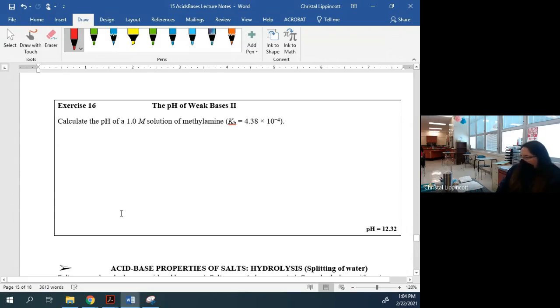All right. So here is another one. We're going to calculate the pH of methylamine. Here we've been given a Kb. See if you can plug and chug this information and come up with this for your value. I'm going to go take a tidbit.